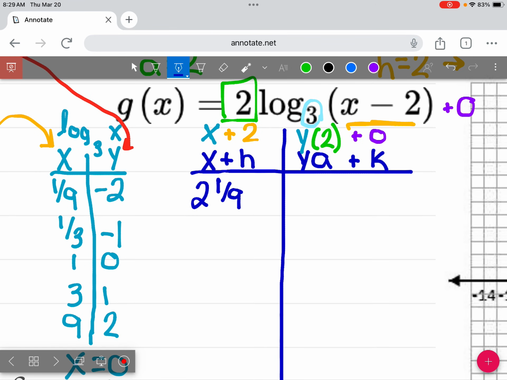Then we're going to have our 1/3 plus 2. It's going to give us 2 1/3 or 2.3, blah, blah, blah.